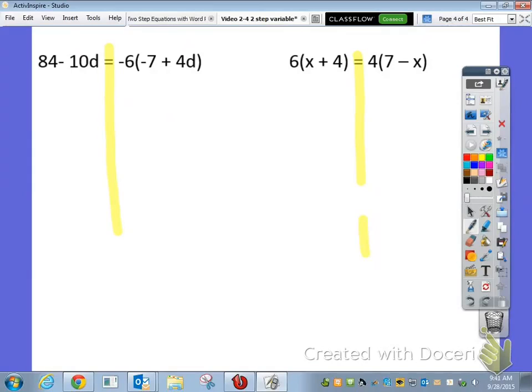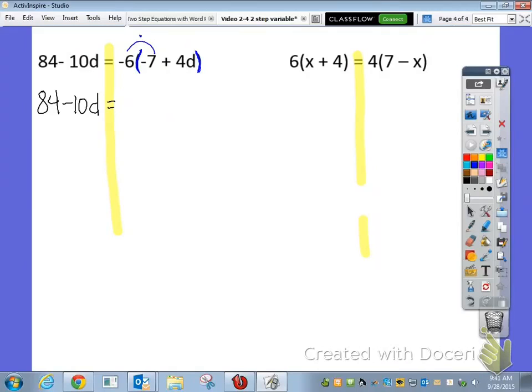Okay, now notice, oh, there's a little hitch in my giddy up here. I've got parentheses. Remember, when you see parentheses, you've got to clear the parentheses first. Now, there is no parentheses on the left side, so this does not change. 84 minus 10d just stays the same because there's no parentheses, and I can't combine like terms because 10 has a d. So on the right side, I have negative 6.